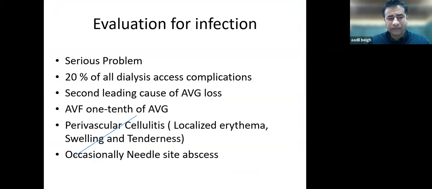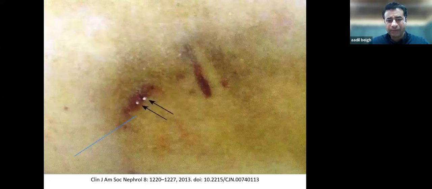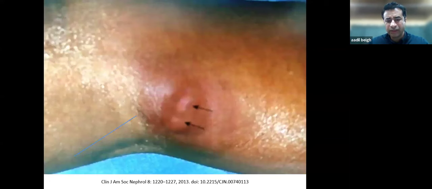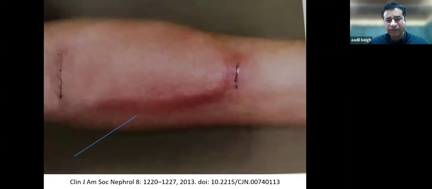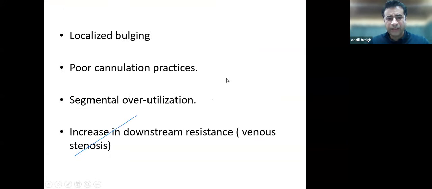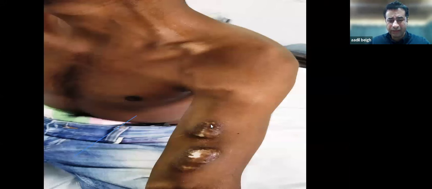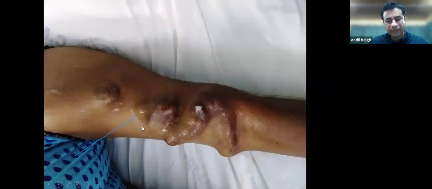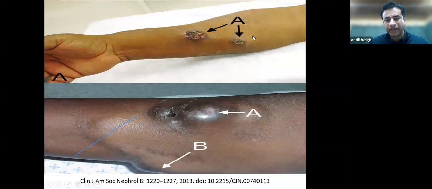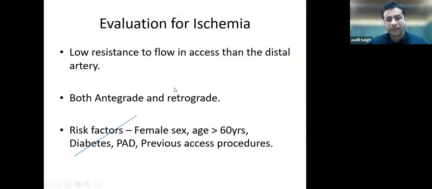For evaluation of infection, you can see pus points, pustules, oozing of pus, and cellulitis along the graft. In aneurysms, overutilization of the segment with outflow stenosis is the commonest cause of aneurysms. Same thing here; this is an infected aneurysm.